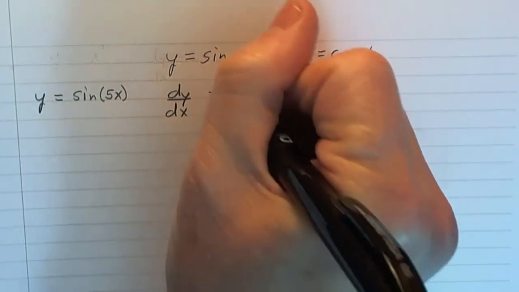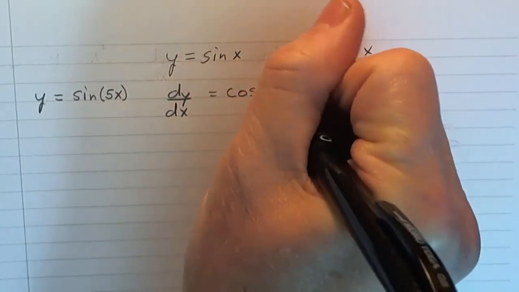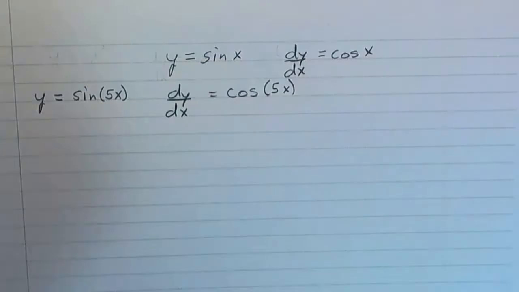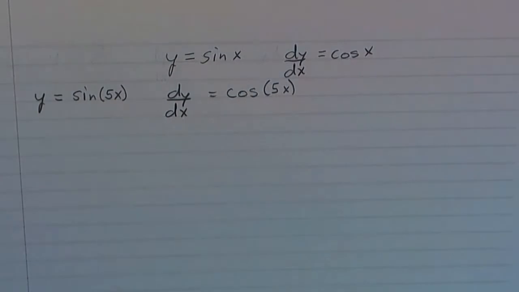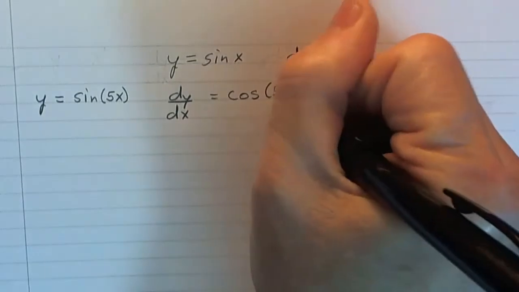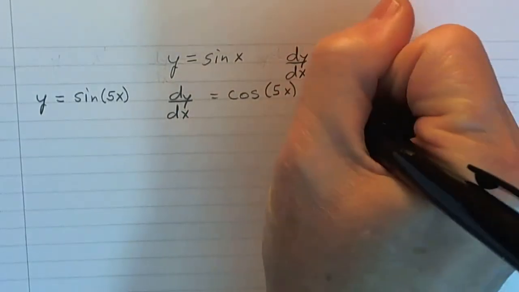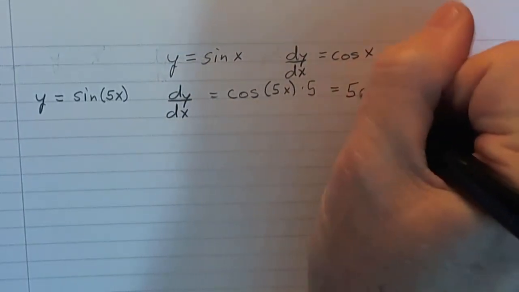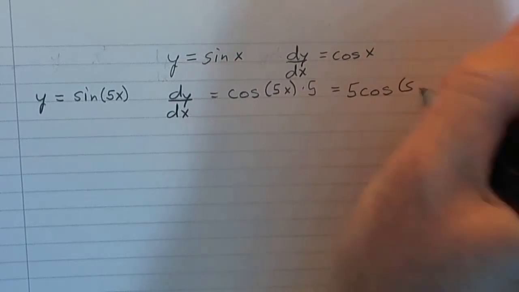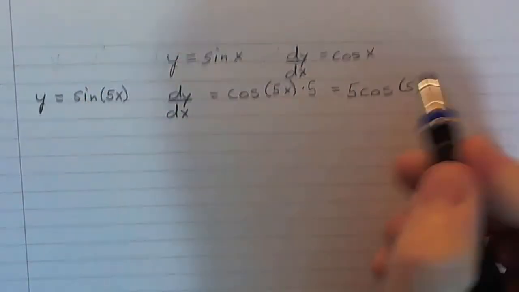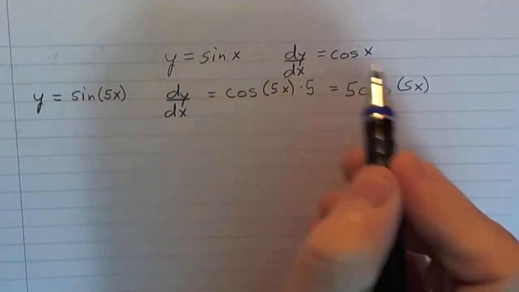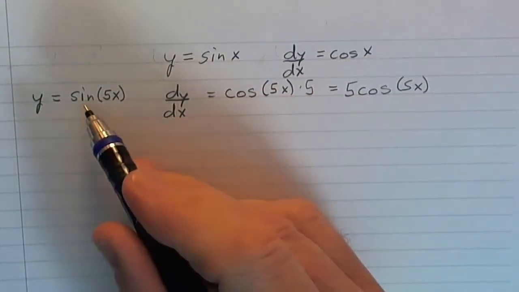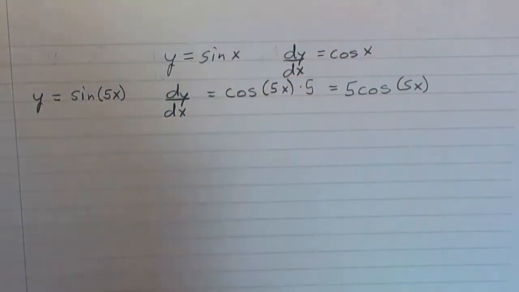So we're still going to have cosine of 5x. But in addition, we have to chain onto that. We have to multiply by the derivative of the inside here, which is 5. So really, this derivative is going to be 5 cosine 5x. So notice, it's a little bit different. The derivative of sine x is cosine x. The derivative of sine 5x is 5 cosine 5x.